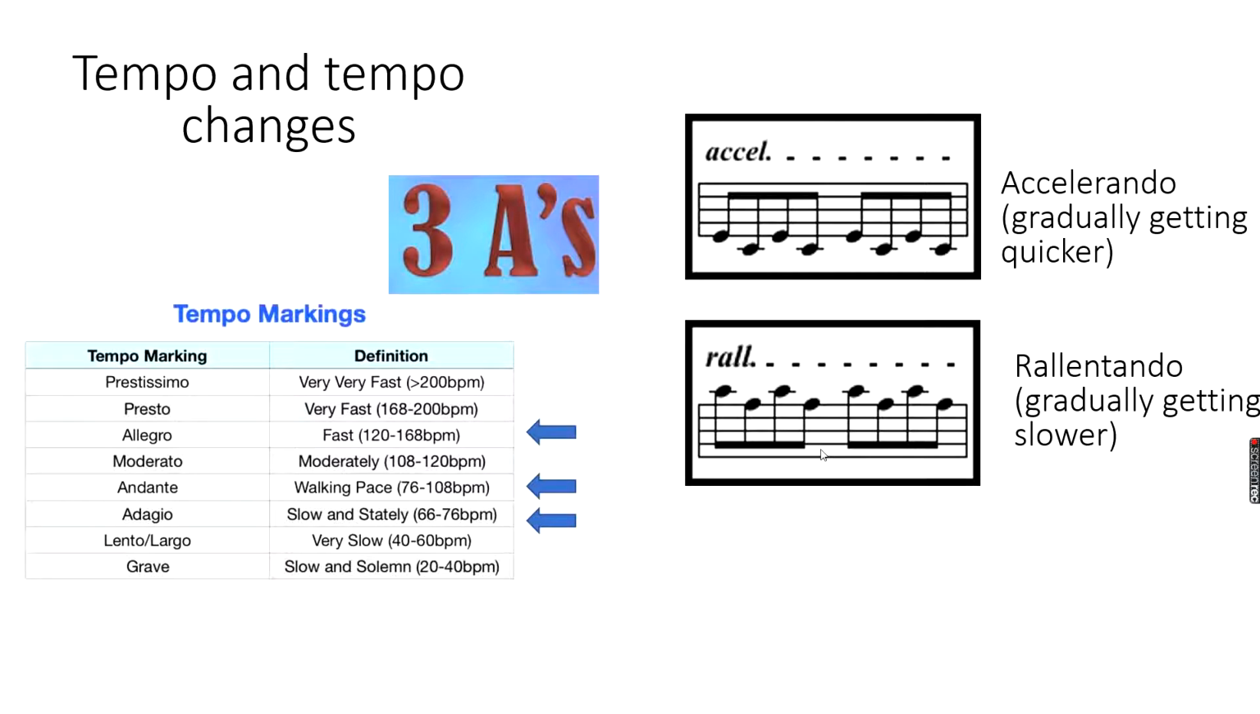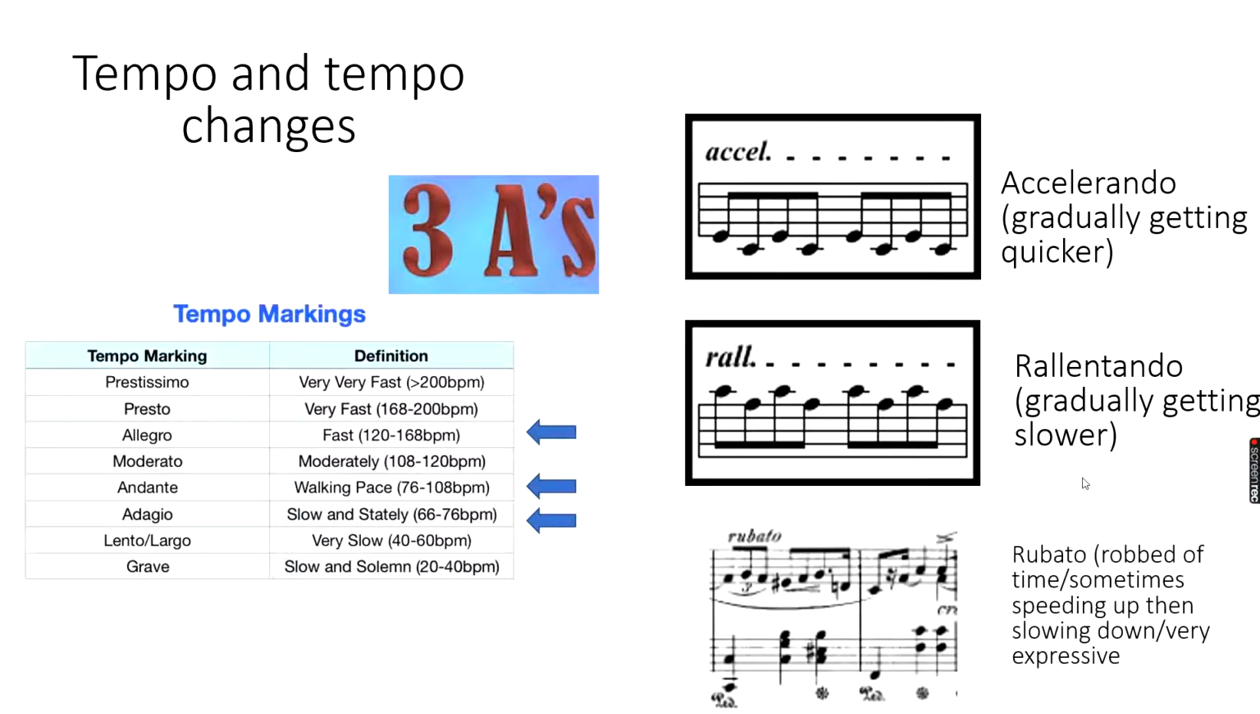One of the trickier tempo changes to hear is rubato. Rubato literally means in Italian robbed. And it's where, in terms of tempo changes, it means we're robbing the time. So what will tend to happen is it'll sometimes get quicker and sometimes get slower. And this is something that is very expressive. So it's very expressive playing.